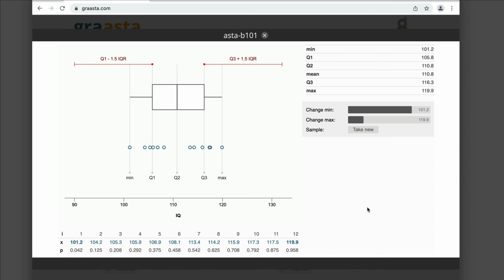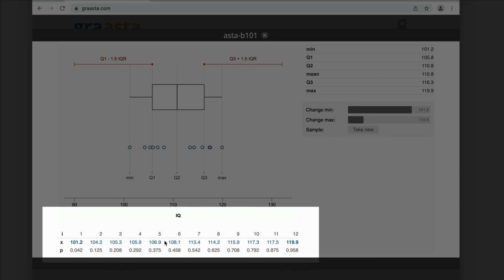So this is the first and perhaps the simplest app in this project in Grasta, which helps you to understand how non-parametric statistics allows you to summarize data, to describe your data, and also how to visualize it using some simple plots like box and whiskers plots. So let's start with the table.